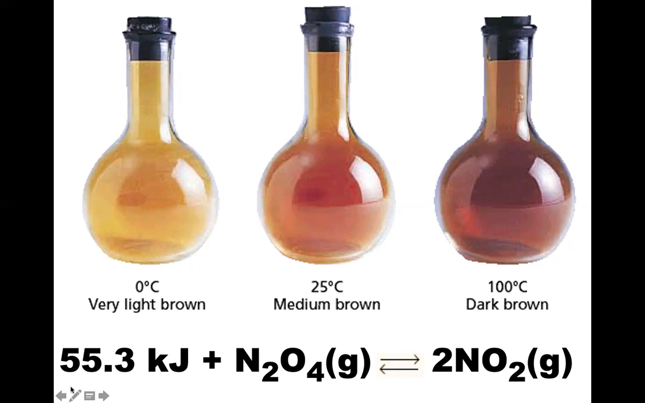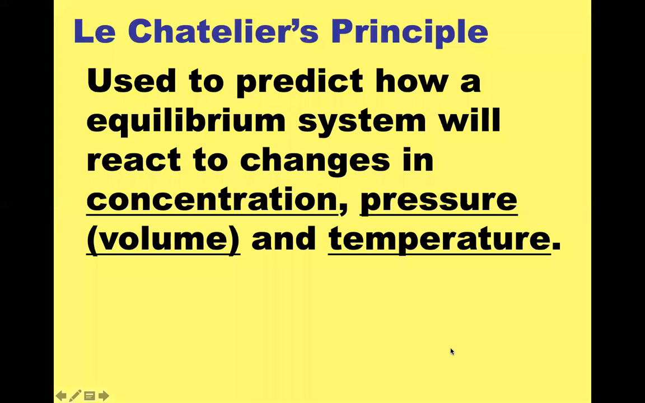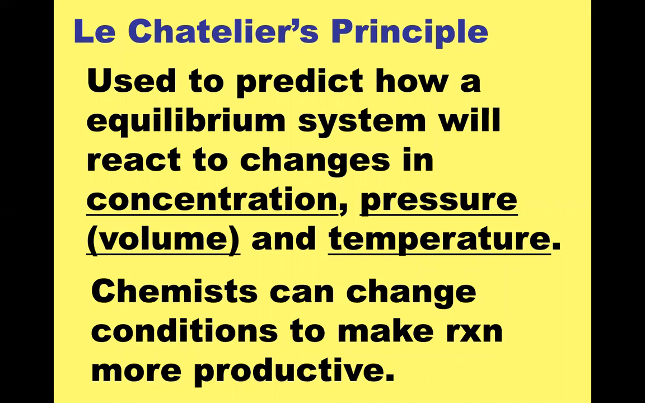So we've added energy here. So you can think of adding or subtracting energy just like adding or taking away a reactant or a product. So if we add energy, it's going to shift away from the side that has energy. If we take it away, it's going to shift towards that side. So again, Le Chatelier's principle is used to predict how an equilibrium system will react to changes in concentration, pressure, and temperature. So chemists can change conditions to make the reaction more productive. So that's the big thing here.